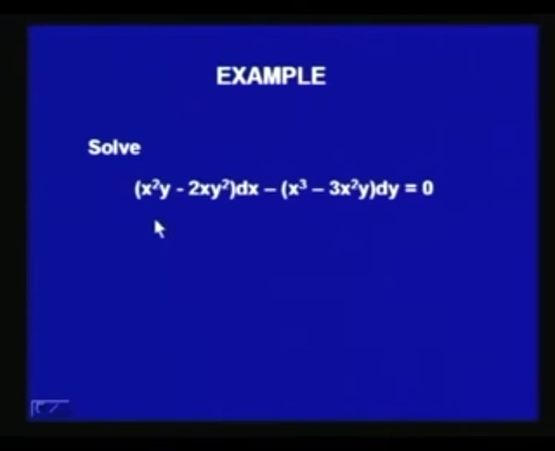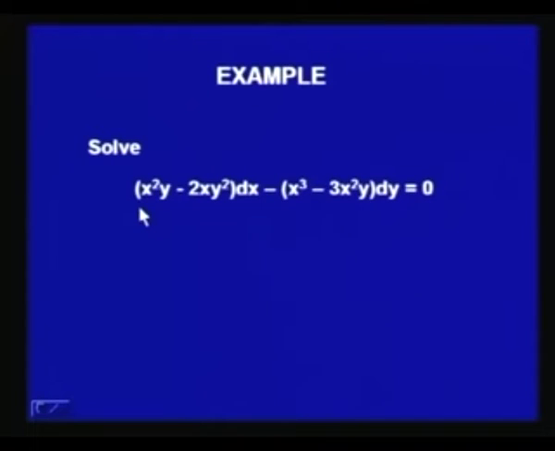it will become an exact differential equation and we can easily find its solution. So let us look at the differential equation (x square y minus 2xy square) dx minus (x cube minus 3x square y) dy equal to 0. You can see here that dy over dx is equal to a function of y over x, and so it is a homogeneous equation. We can solve this differential equation by the method of homogeneous equations also, where we put y equal to vx.